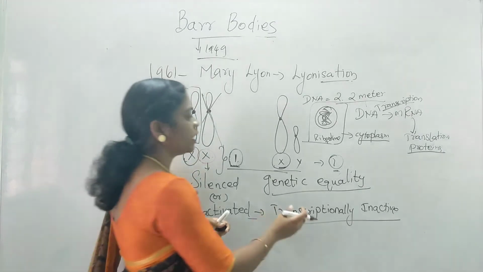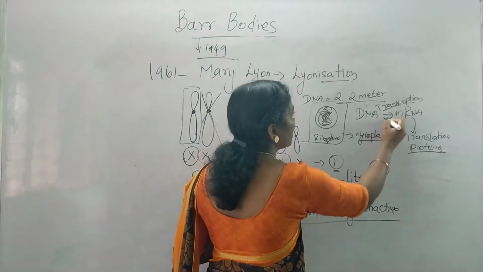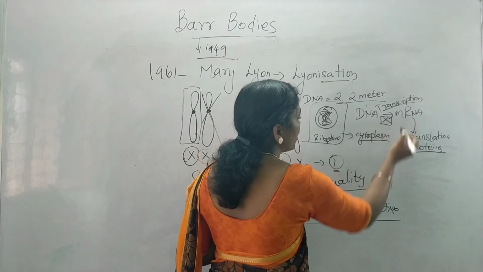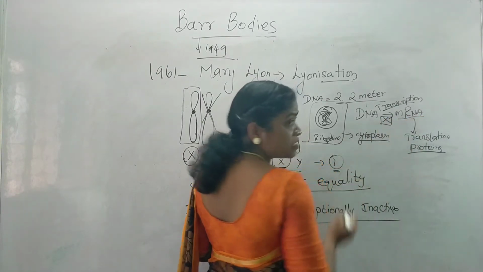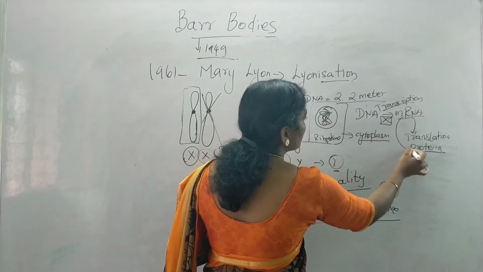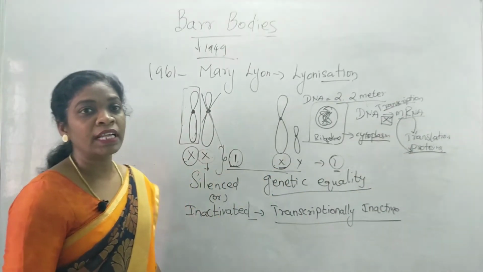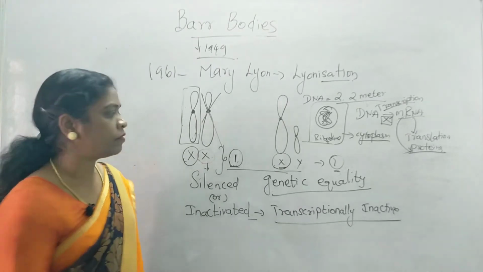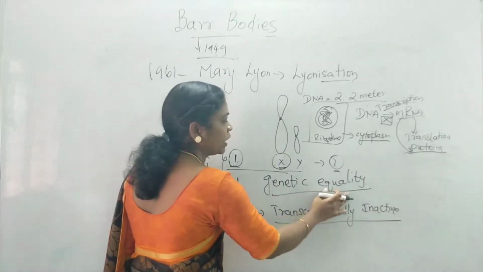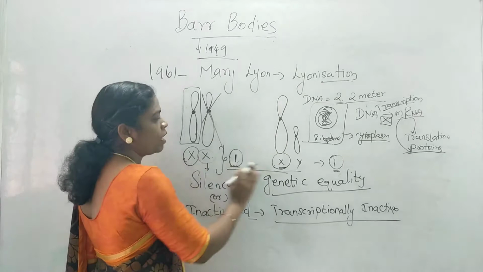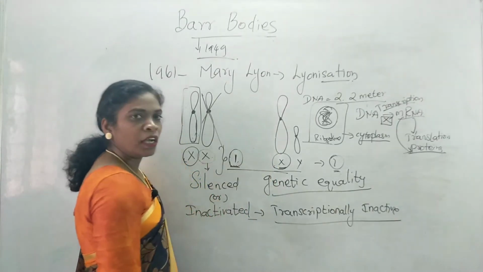synthesis. So what happened? It is transcriptionally inactive, where DNA doesn't give a signal to the mRNA. If the mRNA doesn't receive any signal, it is not going to synthesize any protein. So it is transcriptionally inactive. It has been made transcriptionally inactive to maintain genetic equality, that is, 1 X chromosome in female and 1 X chromosome in case of male.